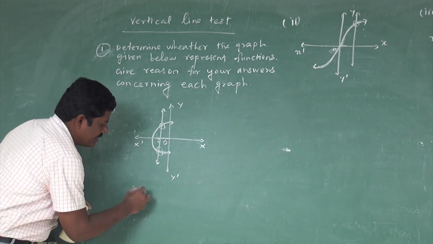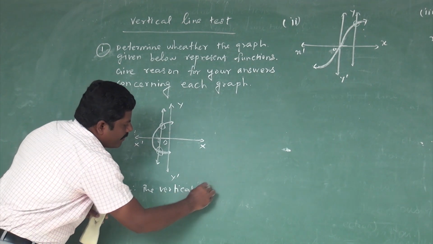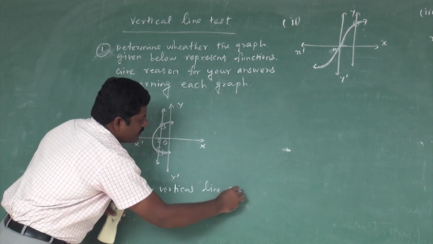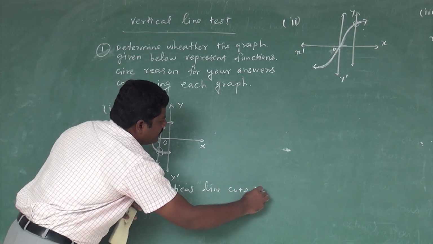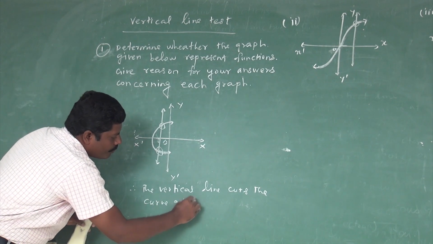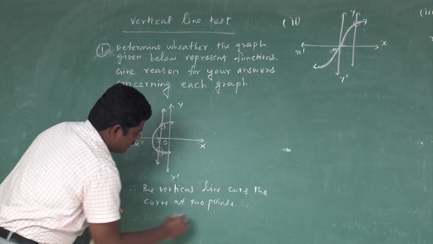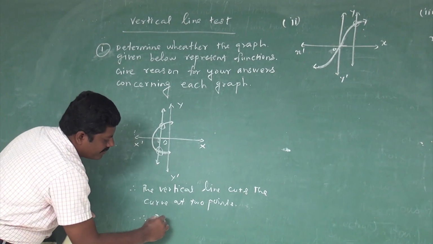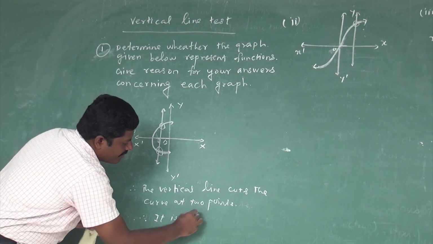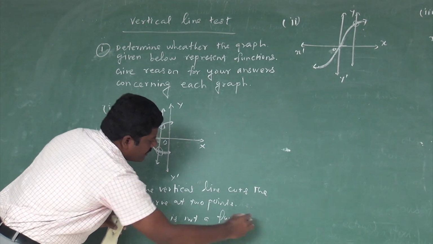So the reason is the vertical line cuts the curve at 2 points. Therefore it is not a function. It is not a function.